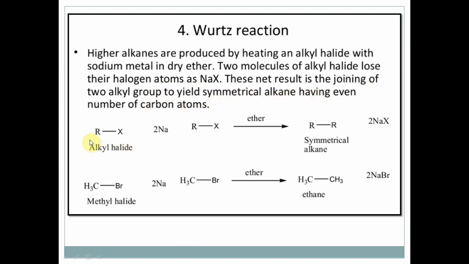Alkyl halide: we are using two molecules here and we are using 2Na in dry ether condition. A symmetrical alkane is formed plus 2NaX. If we use methyl halide, we get ethane and NaBr.